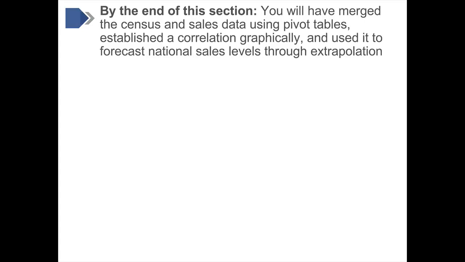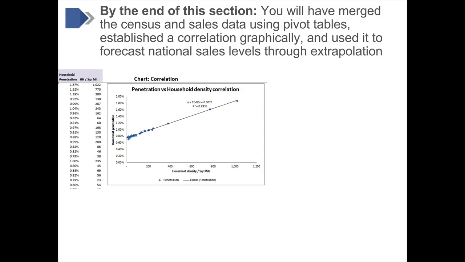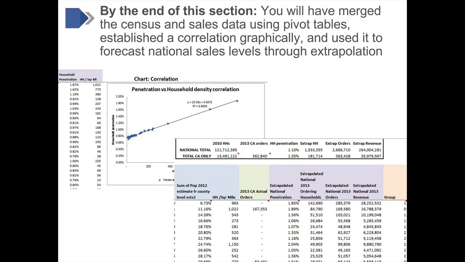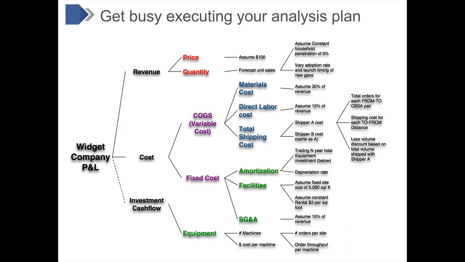By the end of this section, you will have merged the census data and sales data using pivot tables. You will have visualized and established a correlation between some of the key variables, and you will have used this relationship to forecast national sales levels through extrapolation. The reason we're doing this is, of course, to solve a bigger problem.